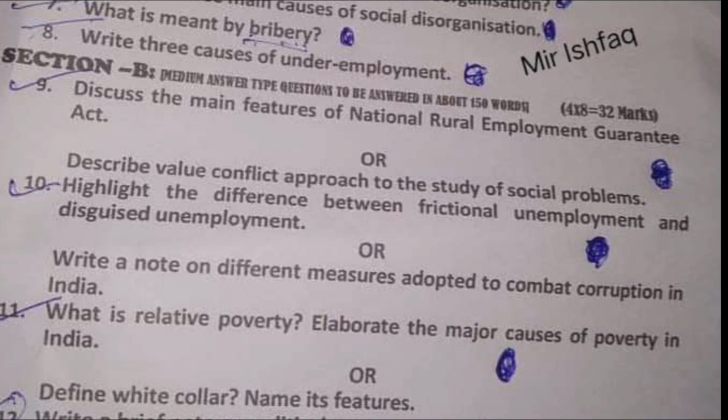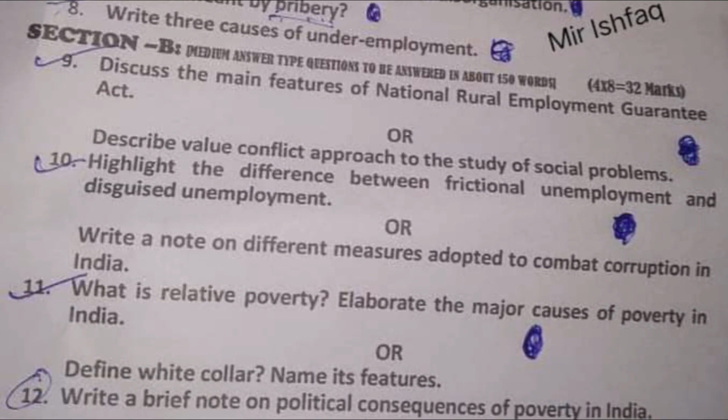Question number 9, discuss the main features of National Rural Employment Guarantee Act, or describe value conflict approach to the study of social problems. Question number 10, highlight the difference between frictional unemployment and disguised unemployment, or write a note on different measures adopted to combat corruption in India.